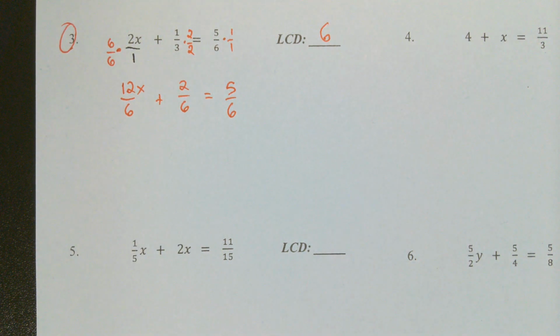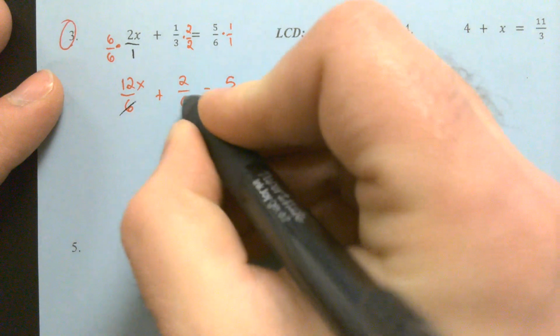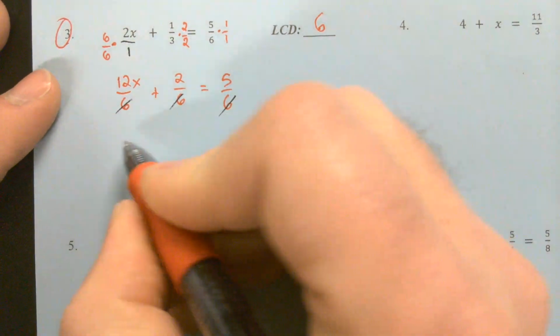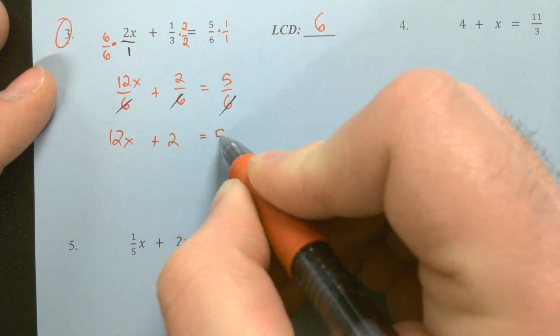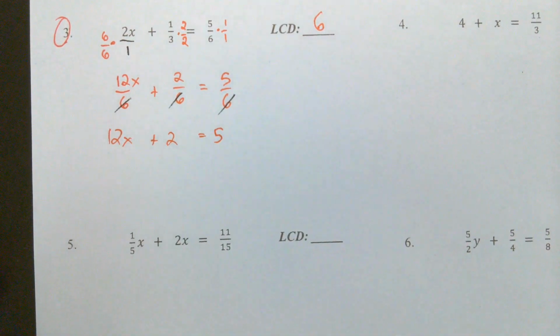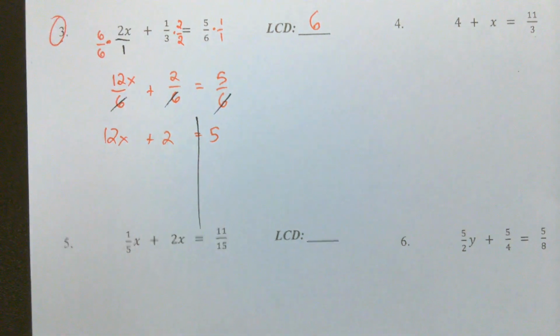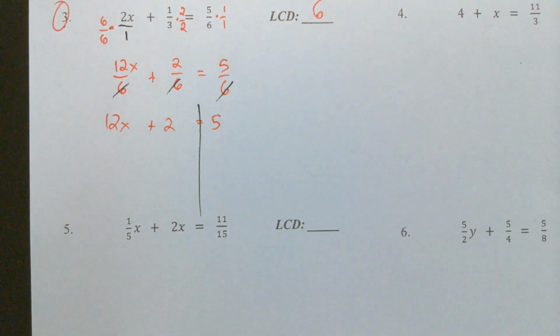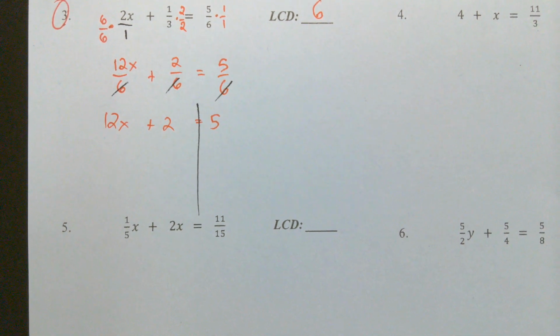I see all 6's on the bottom. What can I do with those 6's once again? What can I do with my denominators now? Cross them out. Absolutely. Thank you. So that leaves us with 12x plus 2 equals 5. No more fractions. I'm going to split my equal sign and solve. What do I want to do first here?